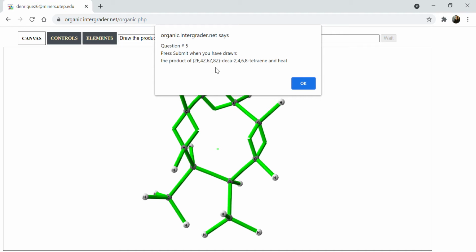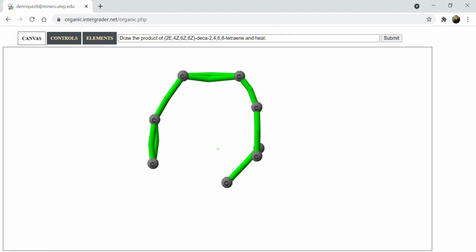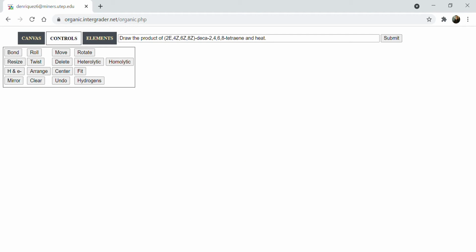Again, I don't know what happens if they're all E. I think they would stay the same when dealing with heat. Okay, so I'm gonna look on my chart. This is the deca, so I'm just gonna go ahead and draw that. It's not all E, so I don't have to worry about that. Got my 8-member ring with the methyls on opposite of the top bond, double bond.